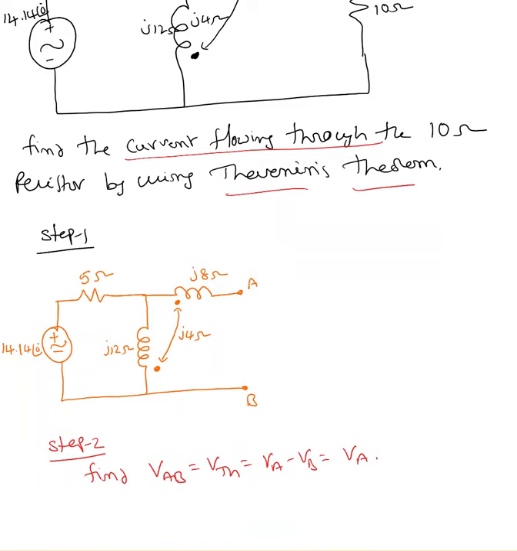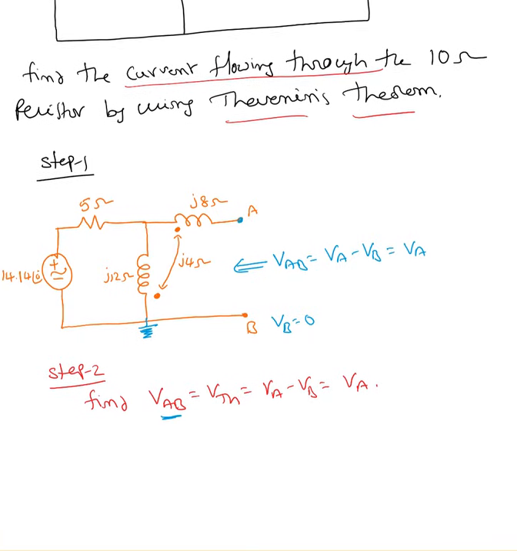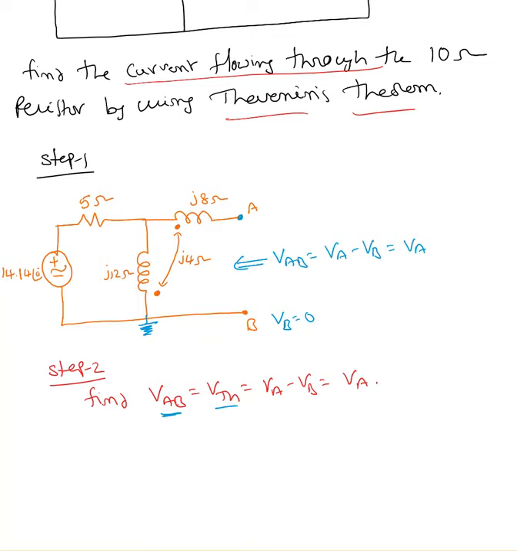Step 2, find VAB. You can use mesh analysis or nodal analysis. Here I'm going to ground this. If I ground it, my VB equals 0. VAB is nothing but the voltage between these two terminals, VAB equals VA minus VB. VB equals 0, so all I need to do is find the voltage at this point. That is equal to the Thevenin equivalent voltage. That's what step 2 is.